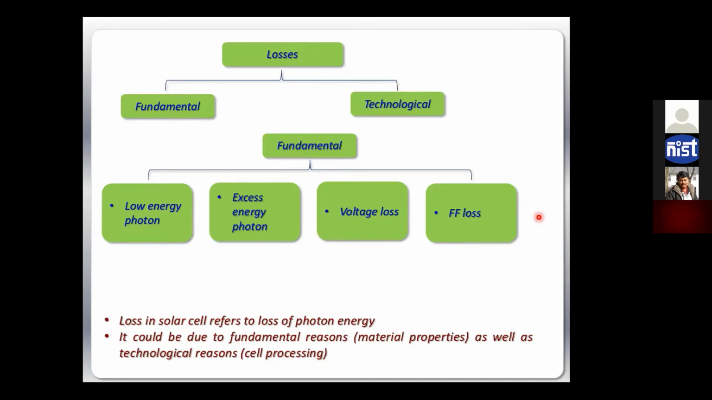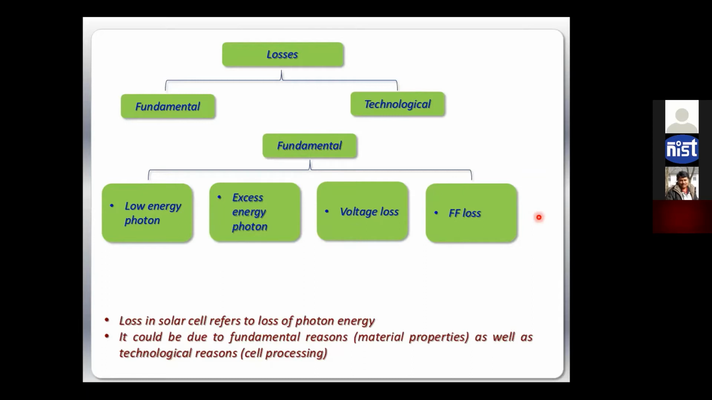And technological losses basically come from the fabrication side. When we fabricate the solar cells in industry factories, we deposit layers, we put contacts, we make circuits, we embed them in the panels. On each and every step, a lot of things are involved, and in those places we can also create some sort of losses. Those come under the technological losses.